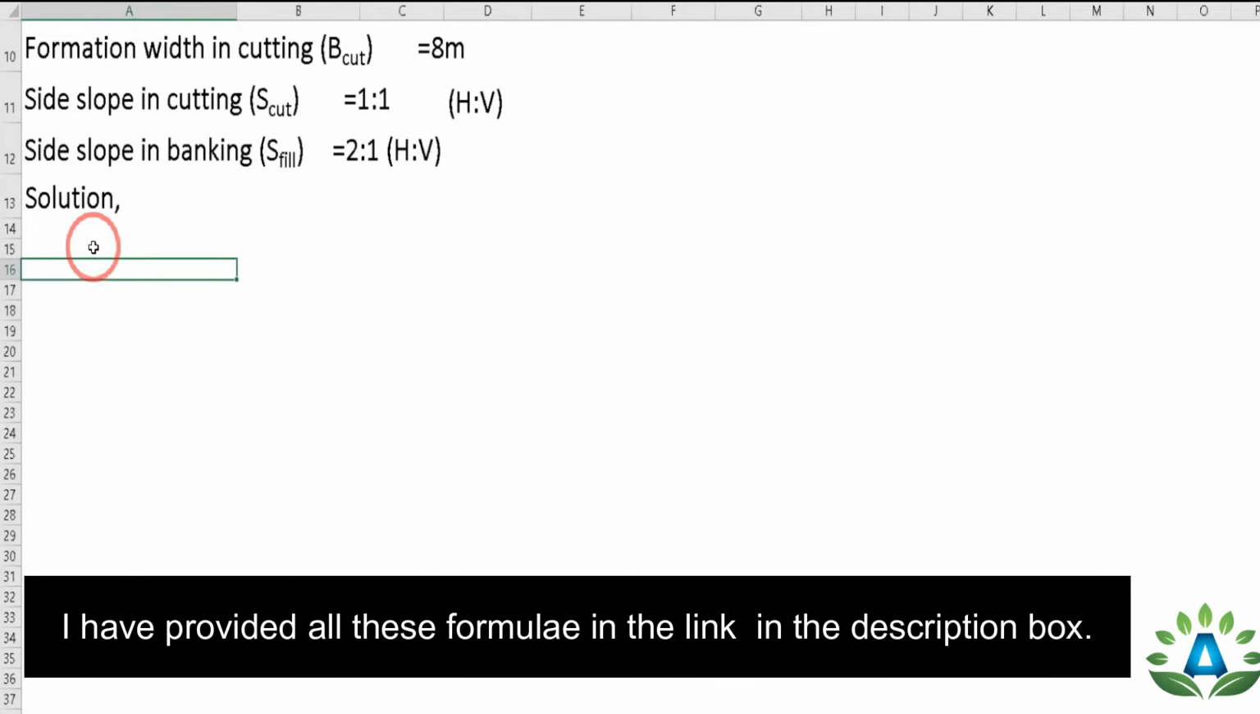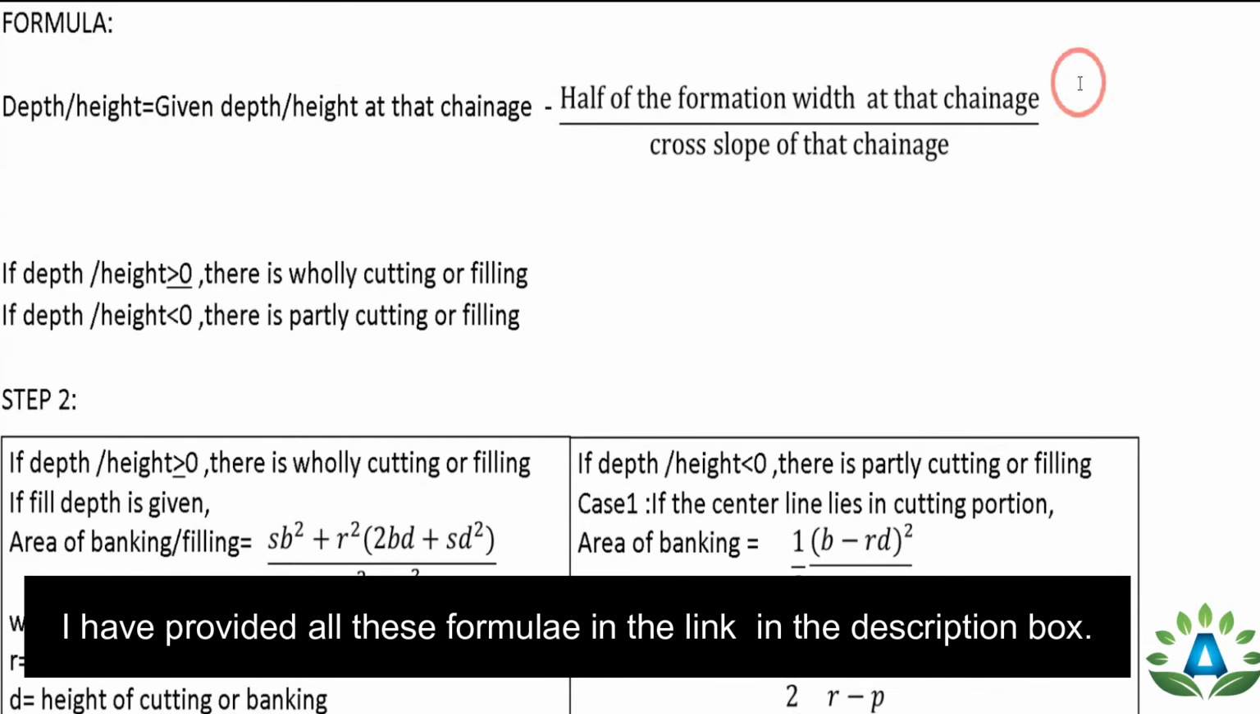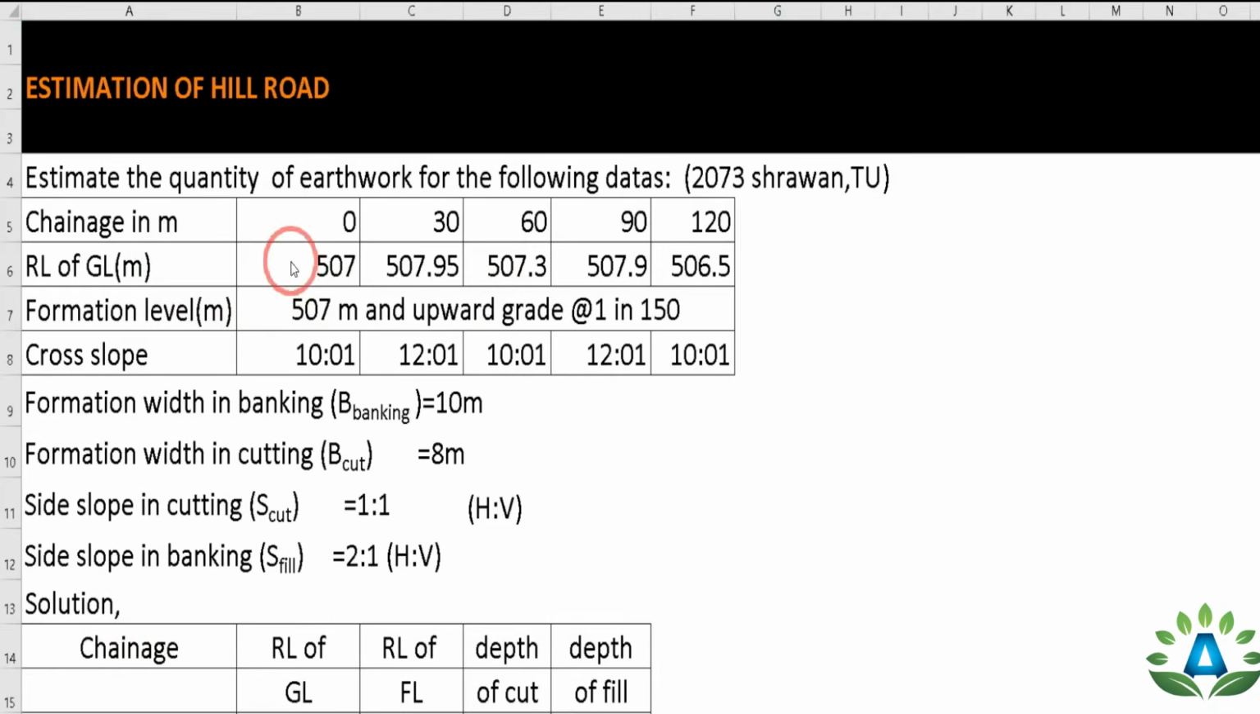And we have to do it in two steps. In step 1 we need to check whether it is cut or fill by using this formula. But before doing this, we first need to calculate the depth, that is, the depth of the cut and the depth of the fill. For this we need to make a table. Firstly we need to calculate the formation level, and we have an upward grade of 1 in 150. Simply remember that upward means positive, so the grade will be added at each of these chainages.